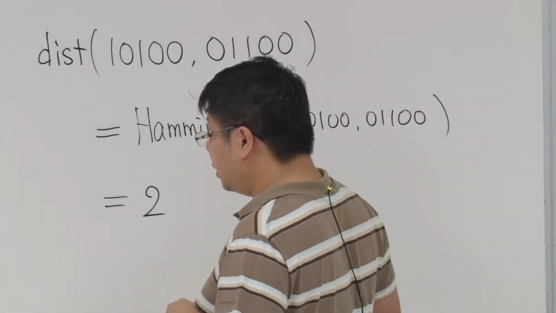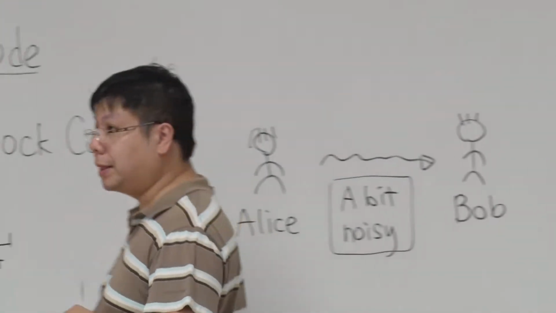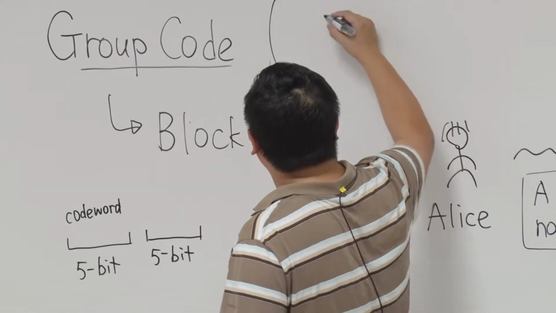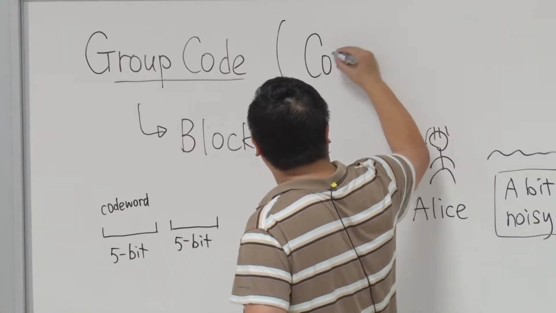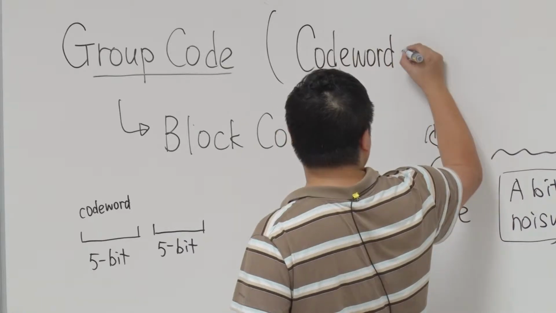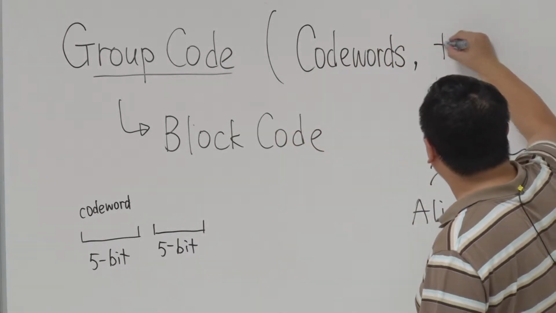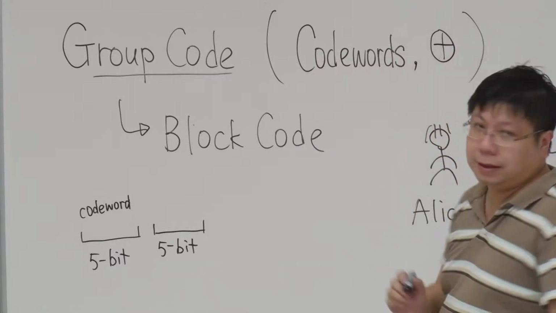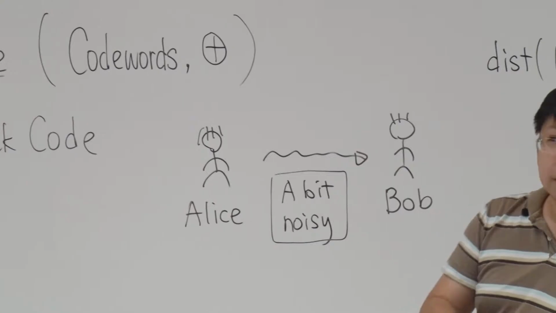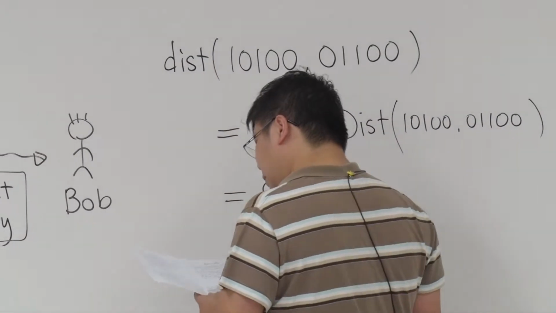Now, what is a group code? A group code has a special property: if you look at the set of all the code words, together with the bitwise exclusive or operator, it forms a group. I will have an example for you, so let's look at this example.